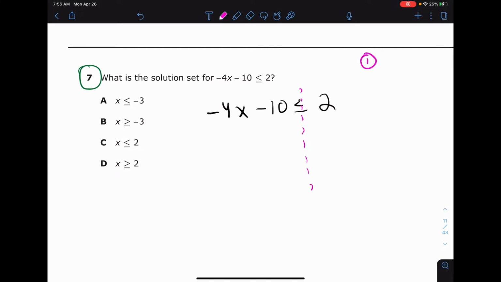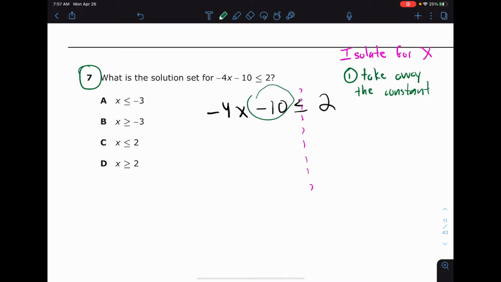My first step is take away the constant. So remember, I want to isolate for x, for the variable. My constant is 10, it is just the number. What is the opposite of minus? El opuesto de menos is plus 10, más 10 on both sides. This cancels. I bring down negative 4x less than or equal to 10 plus 2, 10 más 2 is 12.